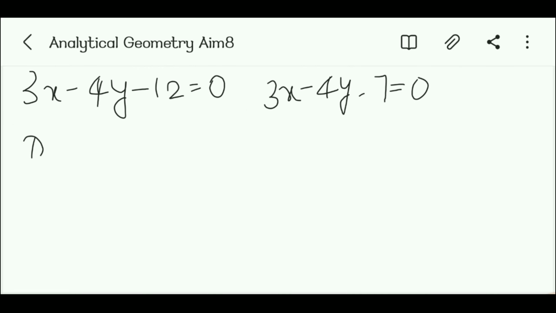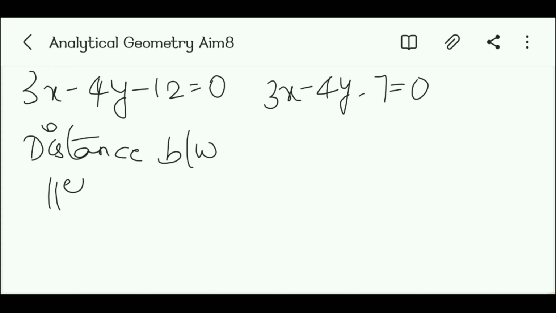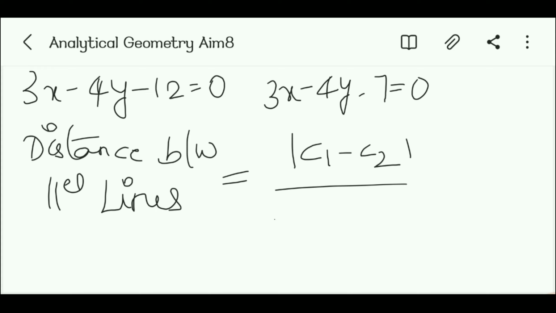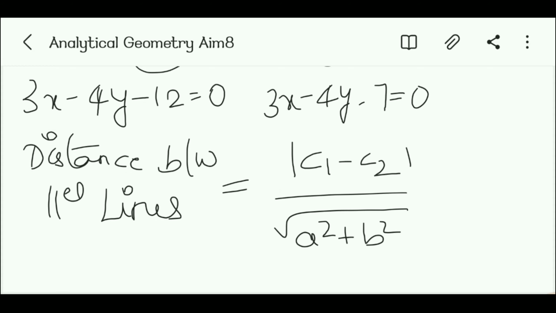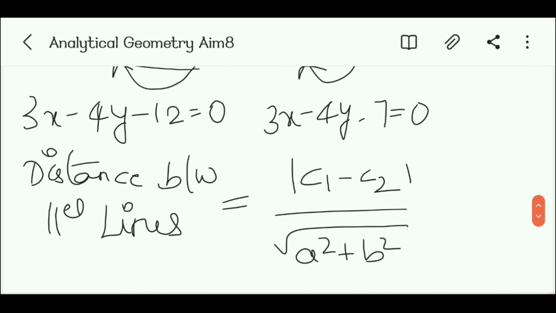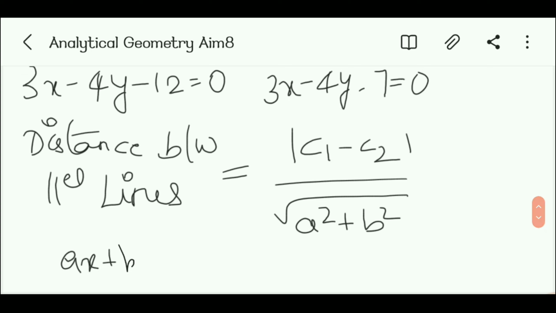So what is the distance between these two parallel lines? How to find that? I have already given the formula, that is modulus of c1 minus c2 by root over a square plus b square. Now first, c1 minus c2. As I told just now, you can see here the format ax plus by plus c is equal to 0. With that you can say that these two are the c's. So c1 and c2: for the first equation it will be c1 and for the second one it will be c2. So just put those values here.